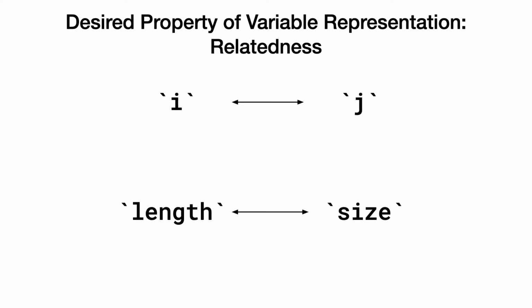After discussing some of the technical challenges of variable representations, let's dive into the fundamentals and discuss what should be the meaning of a variable and how to make machines understand the meanings of variables like human developers do. Let's have a look at these examples, i and j and length and size again. From the properties we have discussed so far, like the character similarity, they are not similar and they don't have the similar meanings.